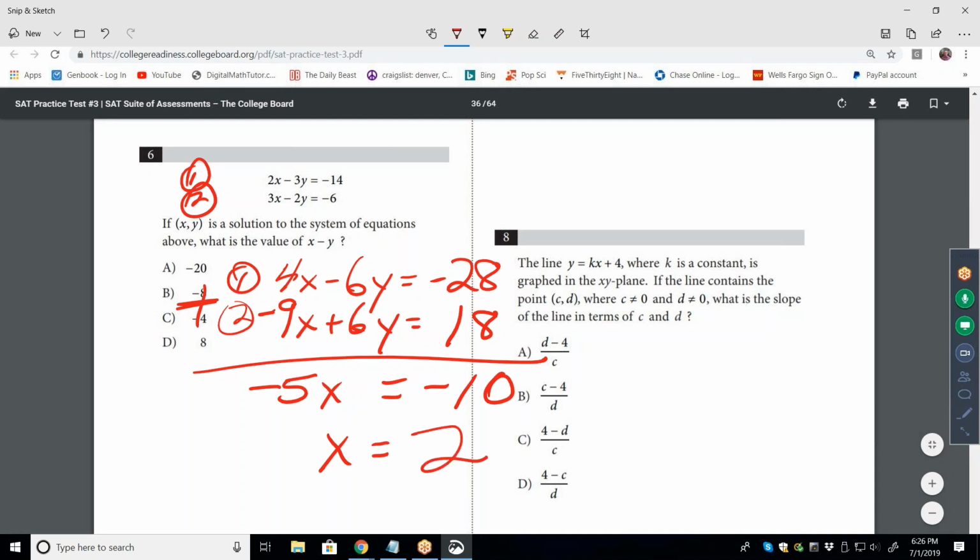Okay. Now notice they've tricked this up a little bit. They're not asking us what x is. They're asking us what x minus y is. So we have to solve for y. Now, of the original two, and it's almost always going to be easier if you use the original, which one are you going to use to solve for y? That's the next question you have to answer. So which equation are you going to use to solve for y?